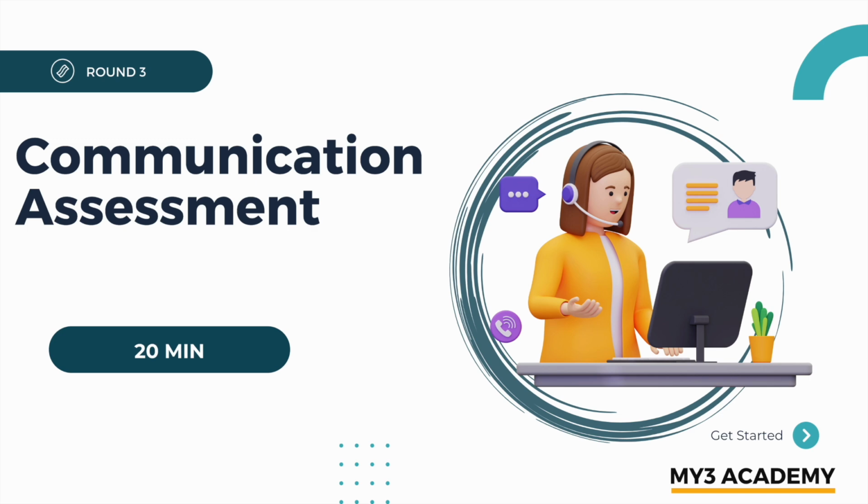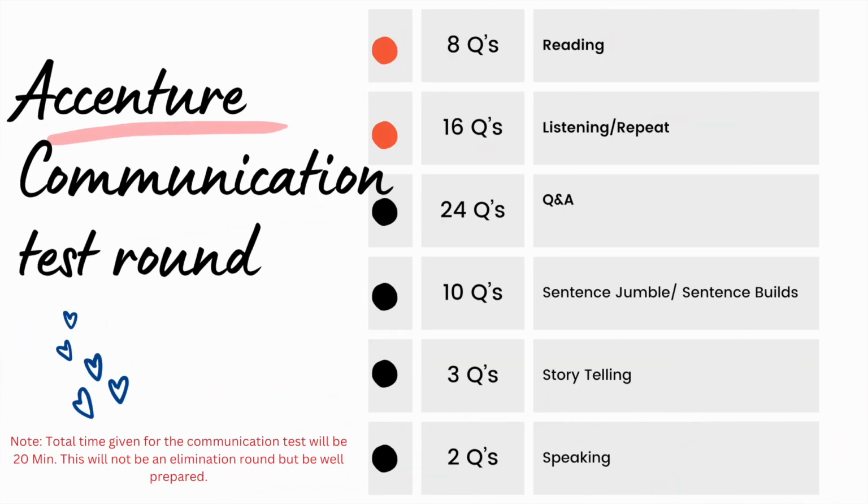This won't be included in the first two rounds. Once you are done with the first two rounds, they will conduct the third round separately. It is a communication assessment. Basically in the communication assessment they are going to check the reading skills. Sometimes, whatever sentence they say, you have to listen and then repeat that sentence.